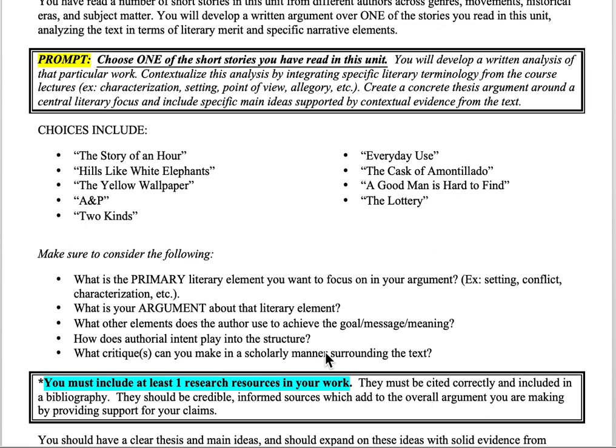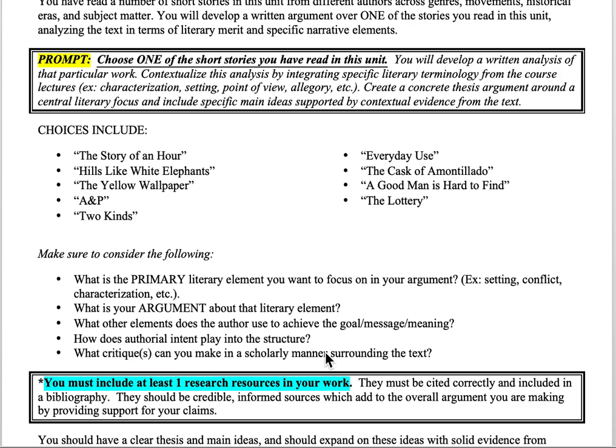That is an argument. If I was going to do Two Kinds, I might say that characterization and development of a round character is central to the story. Actually, in that one, I would also bring in the idea of conflict of man versus self to kind of understand how the main character has this divided self. And I would argue that she alleviates the conflict of man versus self to have a whole self by the end of the narrative. These are arguments about specific literary elements.